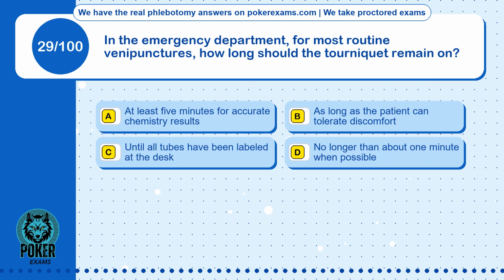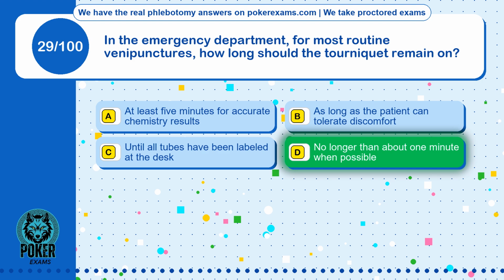Question 29. In the emergency department, for most routine venipunctures, how long should the tourniquet remain on? Option A. At least 5 minutes for accurate chemistry results. Option B. As long as the patient can tolerate discomfort. Option C. Until all tubes have been labeled at the desk. Option D. No longer than about 1 minute when possible.